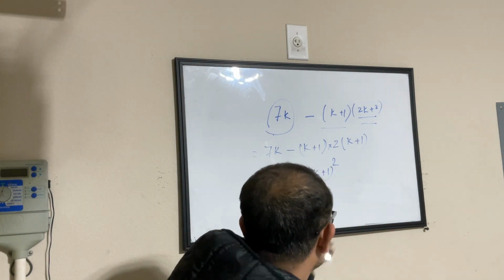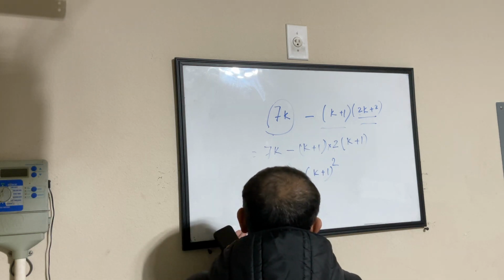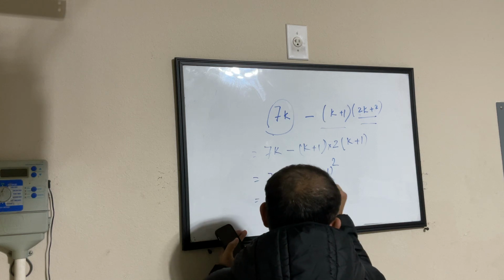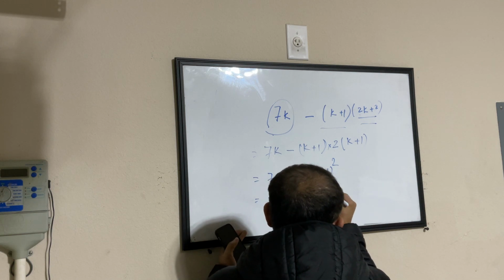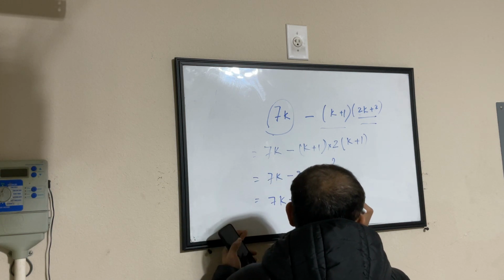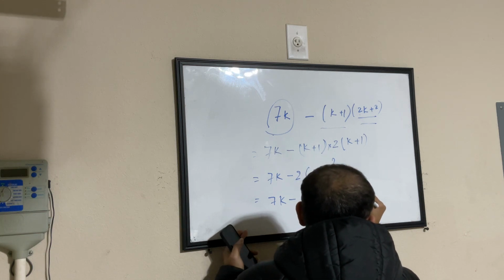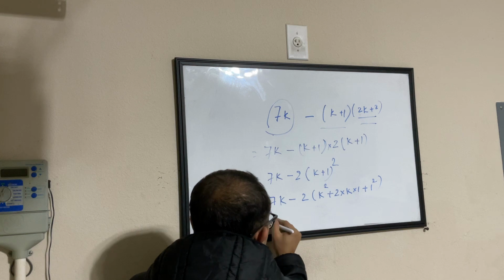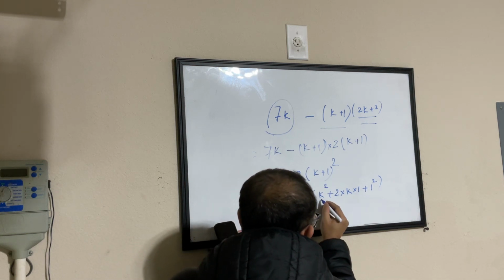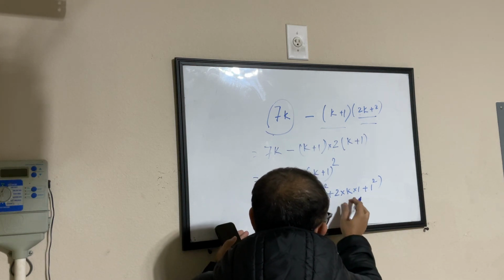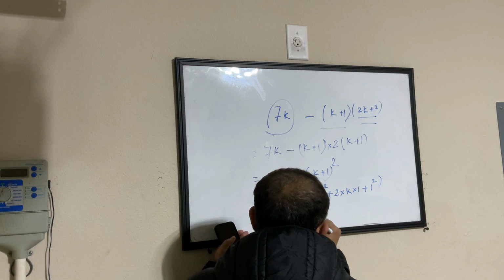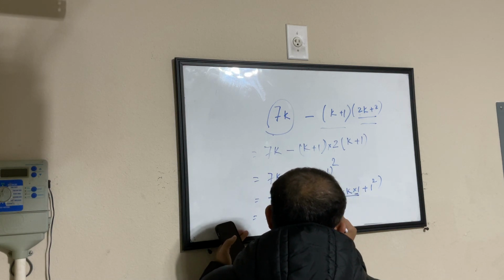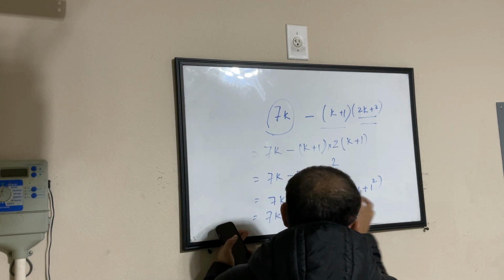So from this you straight away see that it's a plus b whole squared. So it becomes 7k minus 2 times a plus b whole squared, which is nothing but a squared plus 2ab plus b squared. Done. 7k minus 2. Now you can break the bracket open. It becomes 2 times k squared minus 2 times 2k, so minus 4k. Minus 2 into 1.